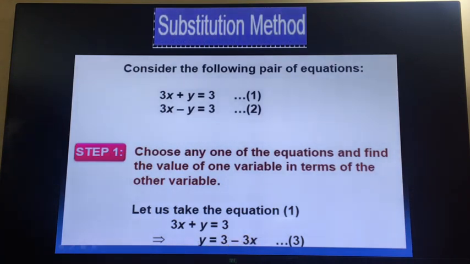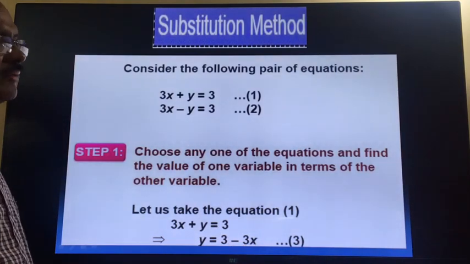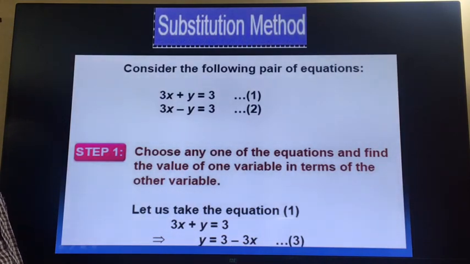So the right side contains x. In this case, the value of variable y is equal to 3 minus 3x, and we are giving the number 3 to this equation. So this is the value of y in terms of the other variable. After finding this, which is our first step, what will we do? We will follow the second step.